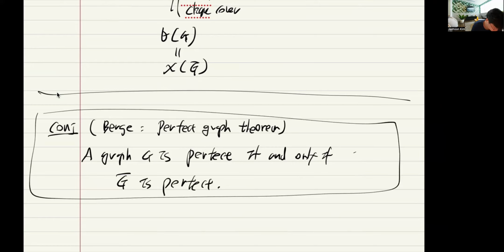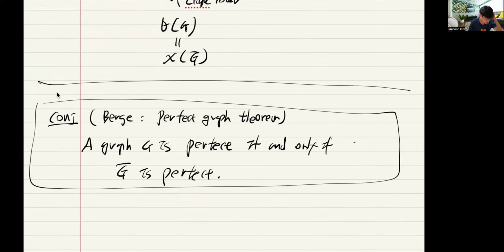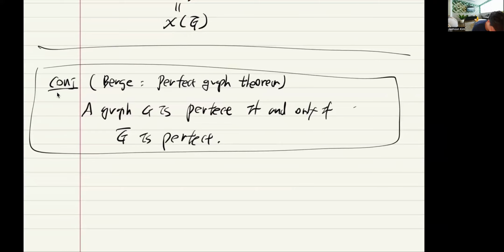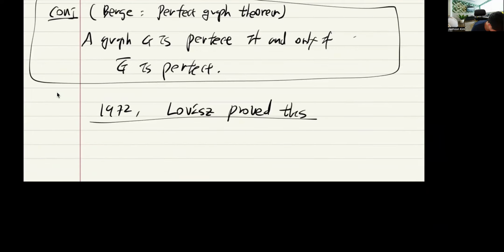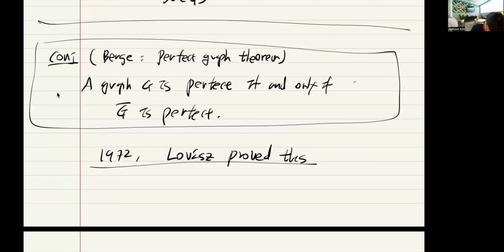So this was a conjecture by Berge. And in 1972, Lovász proved it. He was actually, I mean, he was 22 years old when he proved it.